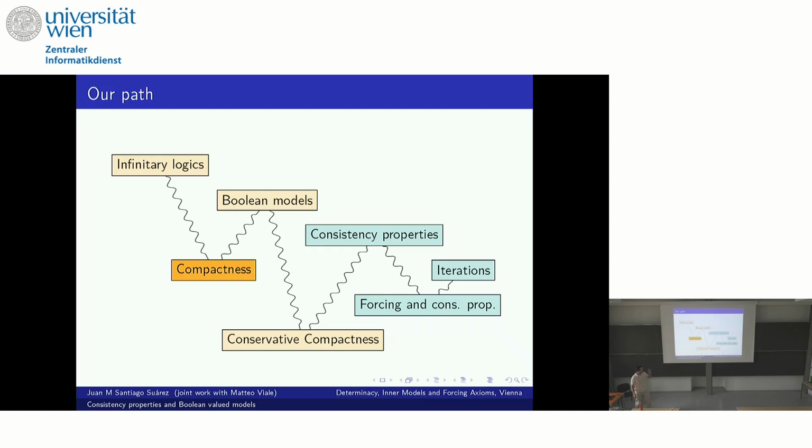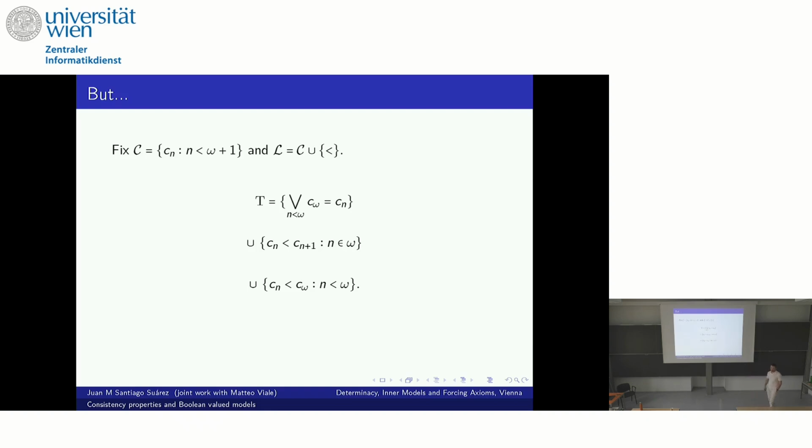And let's do it in the most simple example, okay? So consider a language which has omega plus one many constants and a binary relation symbol. And consider the theory saying that the constant indexed by omega equals the sum of the constants indexed by natural numbers. Then order the constants following the indices. And finally say that the constant indexed by omega is greater than all the others.